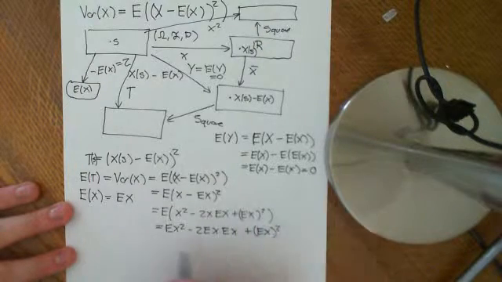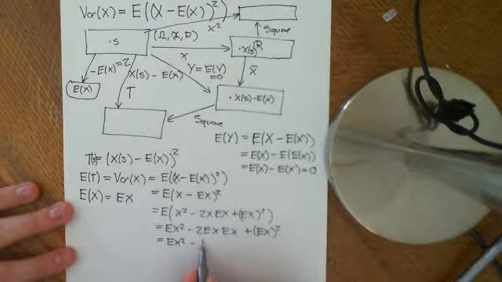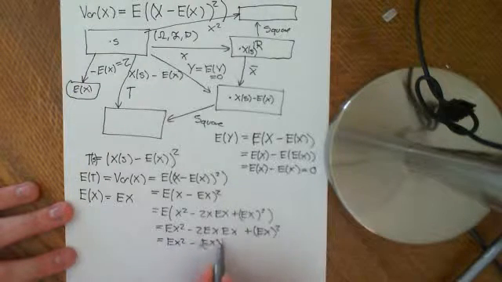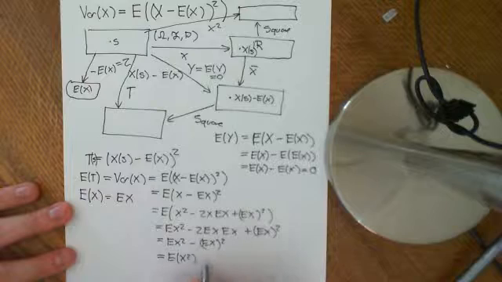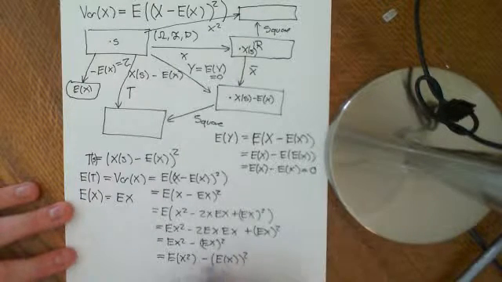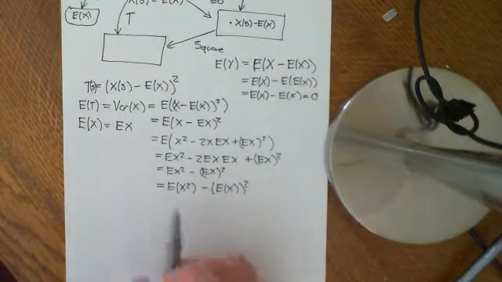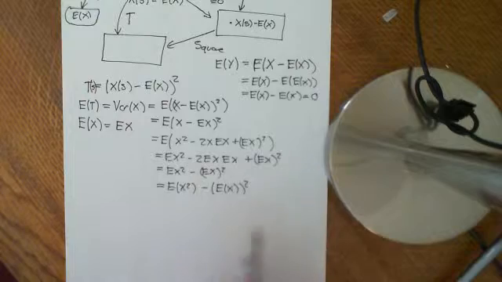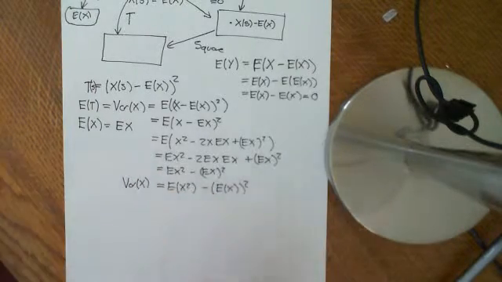Now this cancels with this, and we get that it's equal to the expected value of X squared minus the expected value of X all squared. So if we put the brackets back now to make it really clear, it's the expected value of X squared minus the square of the expected value of X. So that's the difference between this term and this term. Okay, so that is a formula that you often see for calculating the variance of a random variable X.